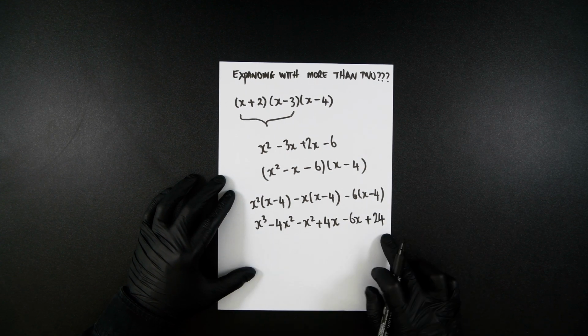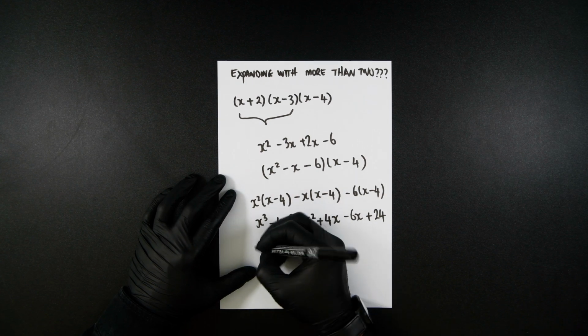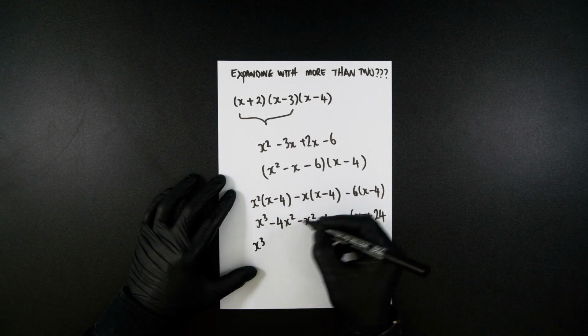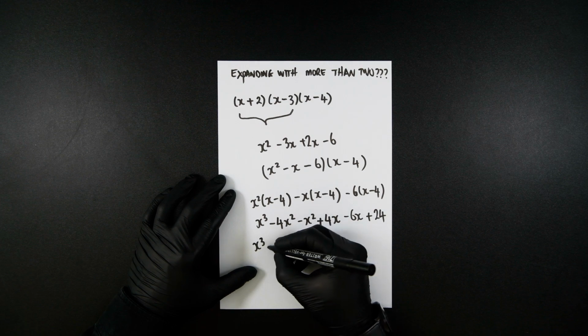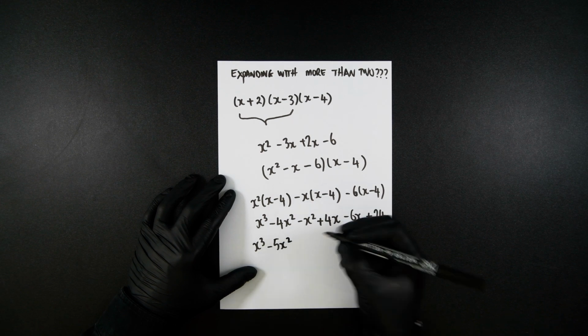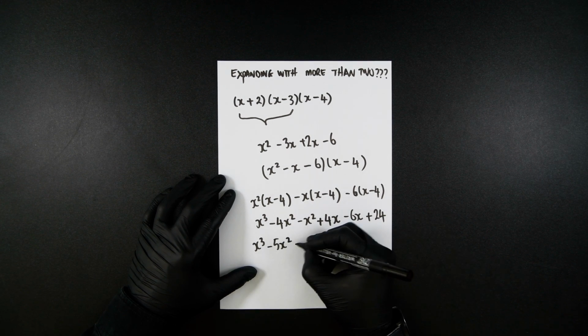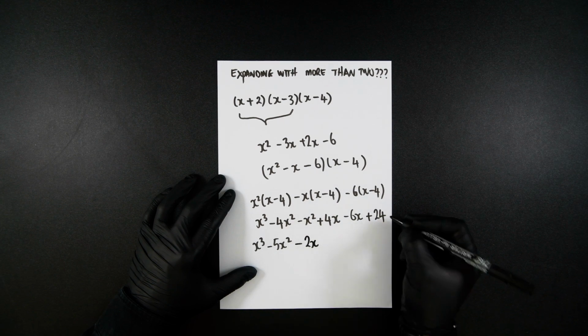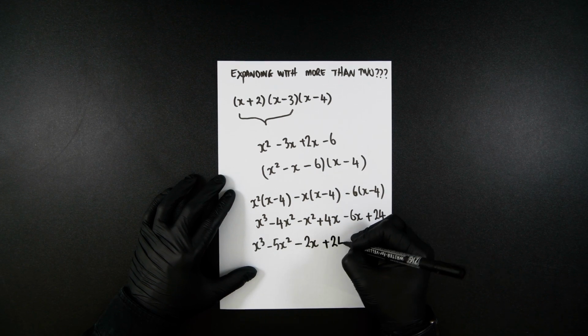Now we go across and clean up all the terms by adding them up. So we've got x cubed, minus 4x squared minus x squared is going to be minus 5x squared, plus 4x minus 6x is minus 2x. Then we have a plus 24.